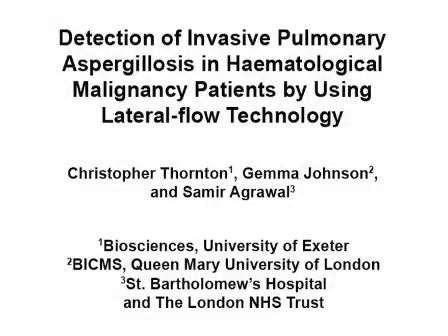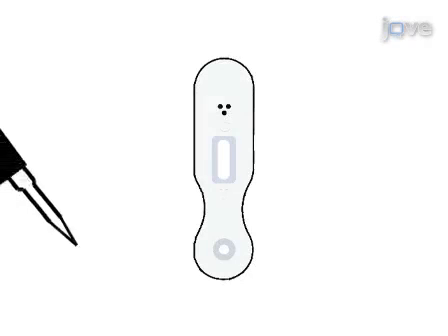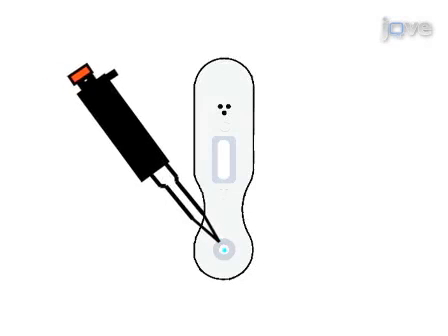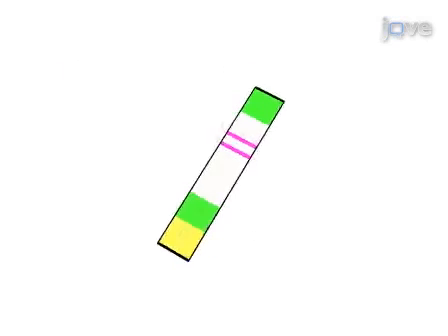The overall goal of this procedure is to demonstrate the use of a lateral flow device for the rapid detection of Aspergillus diagnostic antigen in human serum and BAL fluids. This is accomplished by first applying the serum or BAL sample to the release port of the lateral flow device.